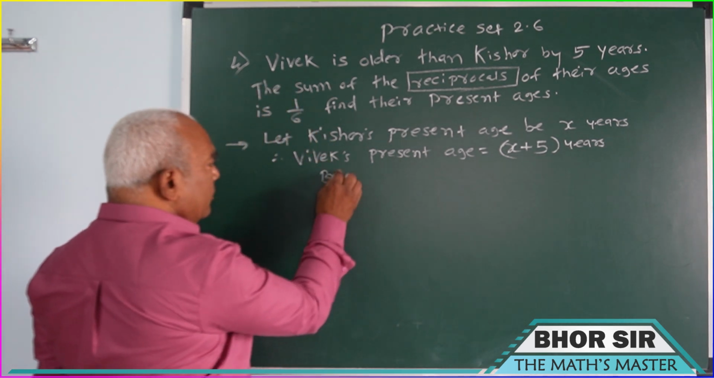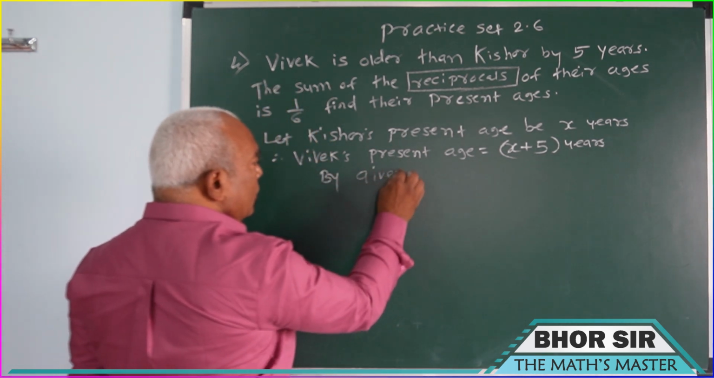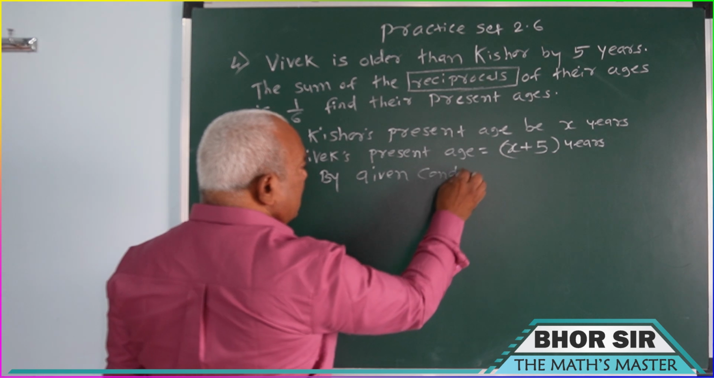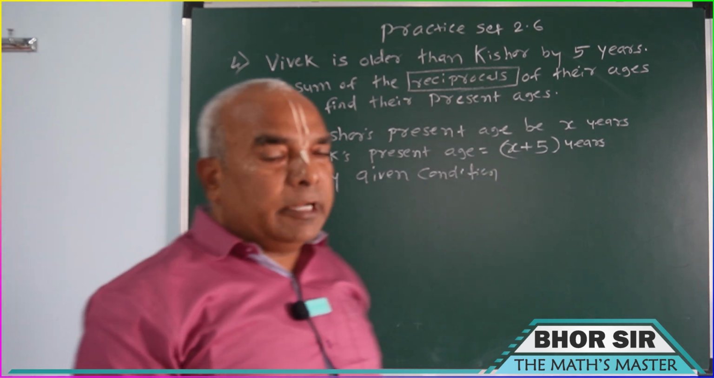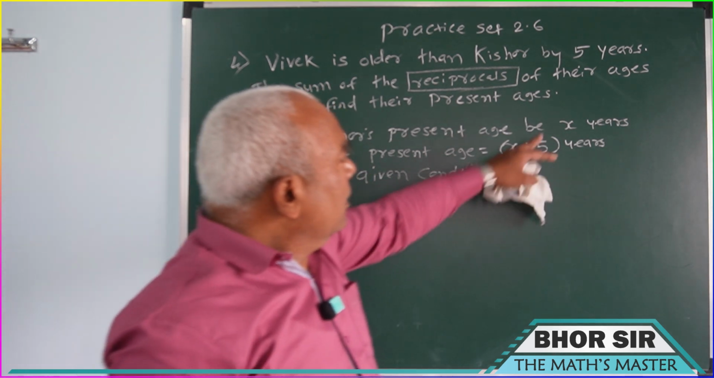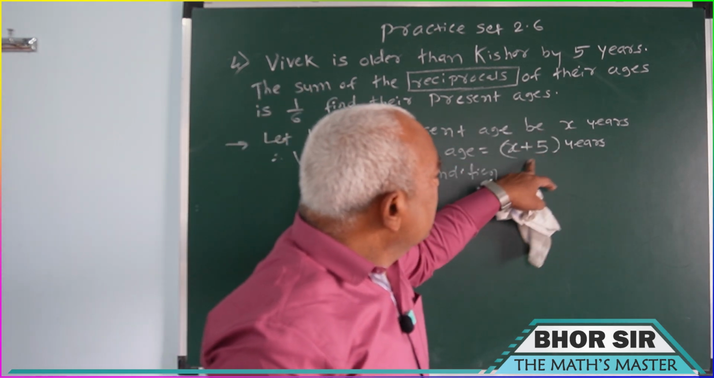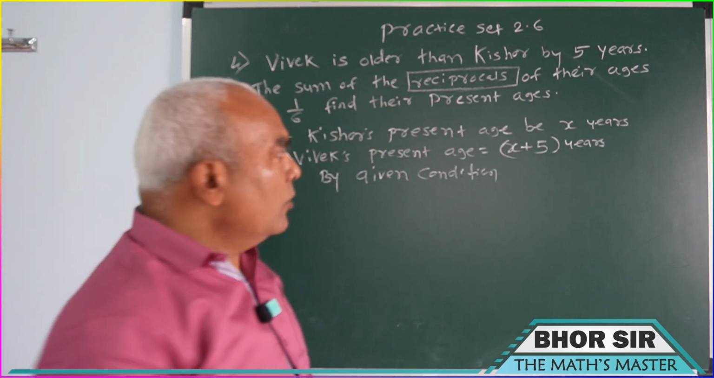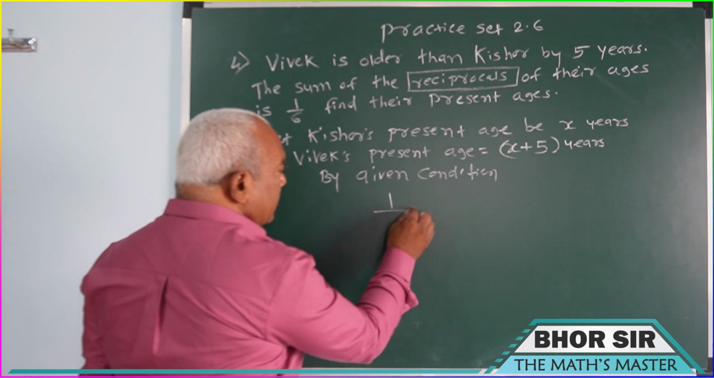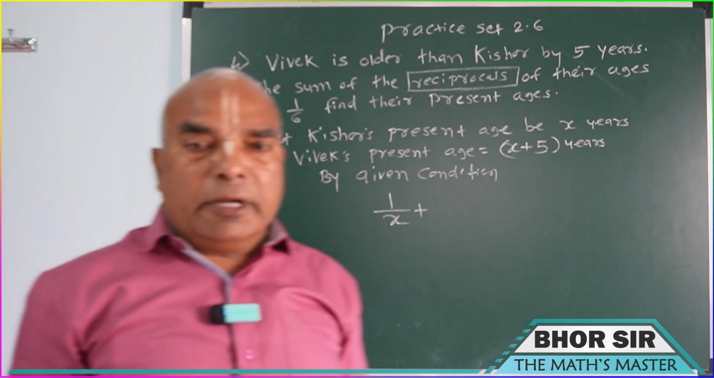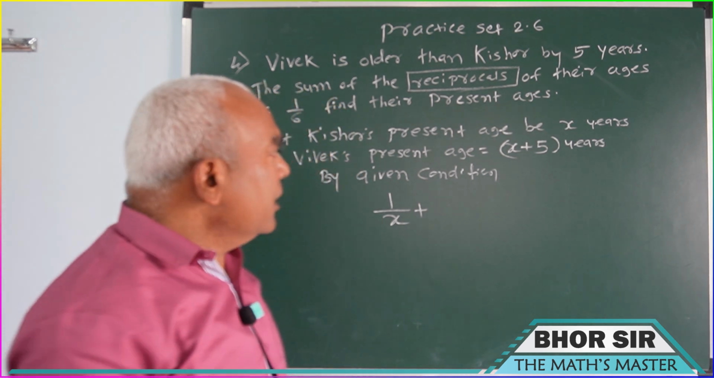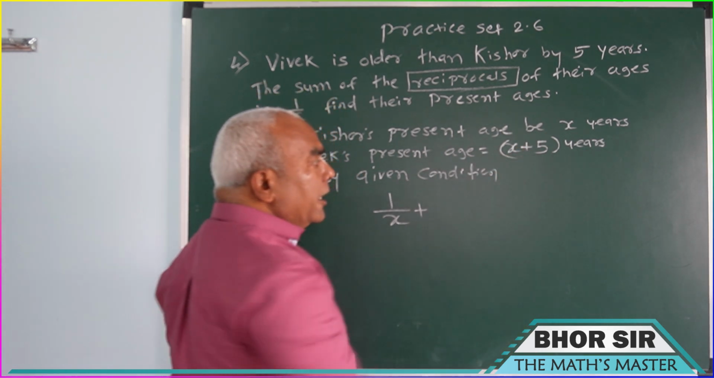See now, what is the given condition? The sum of the reciprocals of their ages, that is, the reciprocal of x and the reciprocal of x plus 5. Then what will the answer be? The reciprocal of x will be 1 upon x. And the reciprocal of x plus 5?